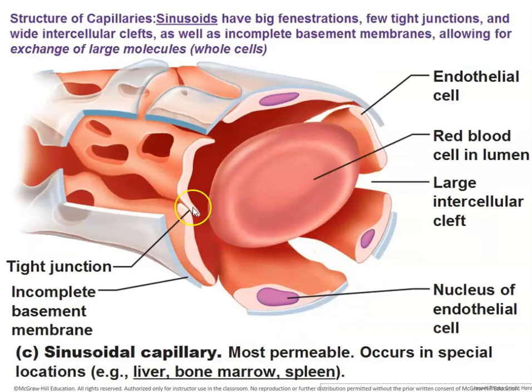This picture shows a better view of sinusoid capillaries. This type of capillary has big fenestrations. It has very few tight junctions. It has wide intercellular clefts as well as an incomplete basement membrane. The structure of sinusoid capillaries allows for entrance of proteins, clotting factors, and new blood cells.